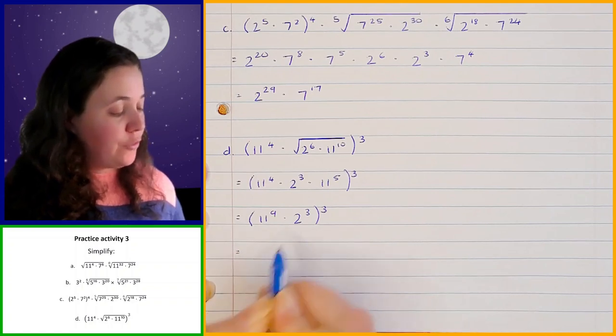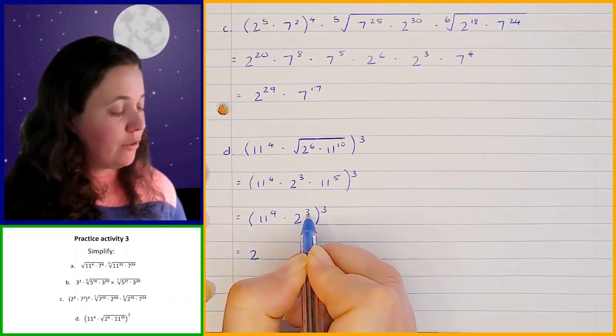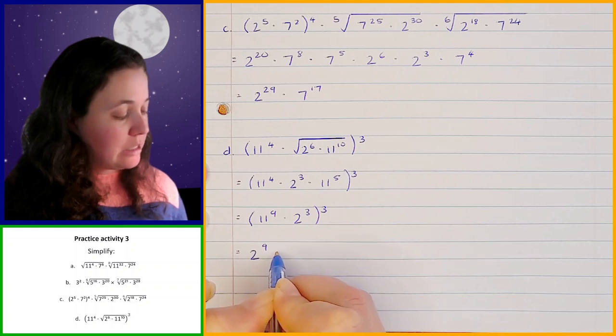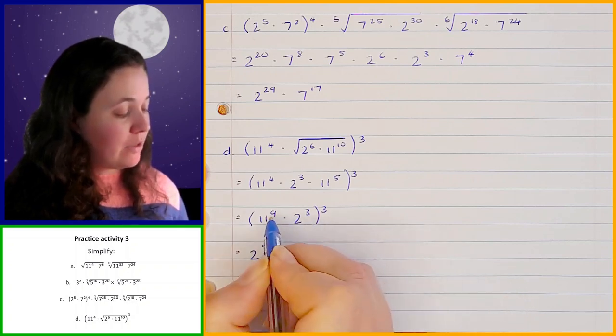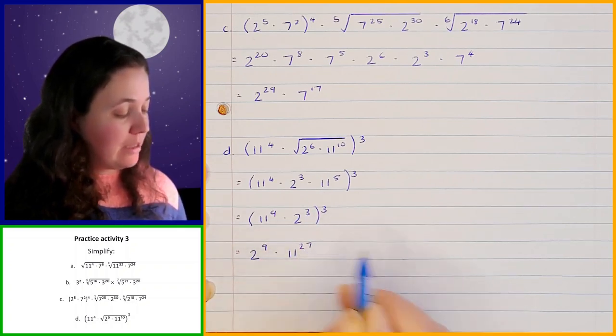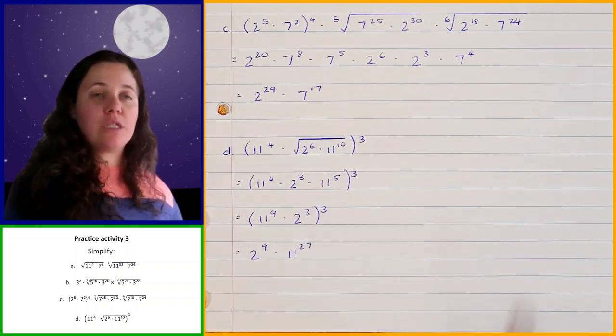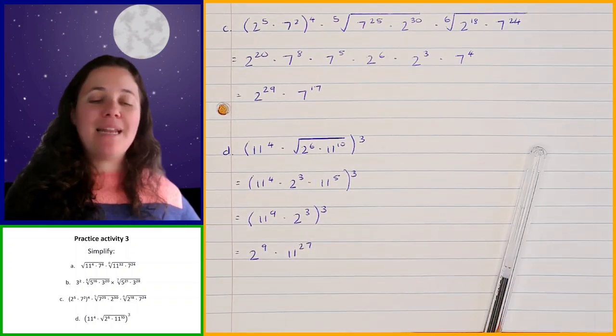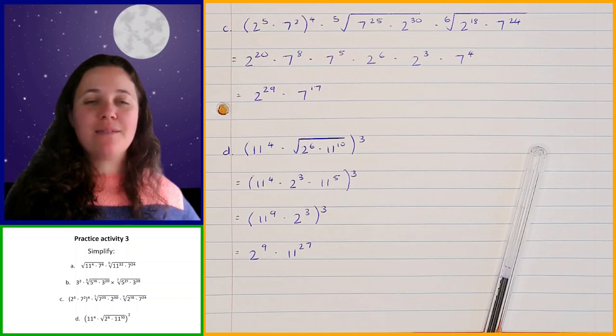I'm going to put my 2 first, so I've got 2 to the power of 3 times 3 is 9, times 11 to the power of 9 times 3 is 27. So that's what I get for the last question. Okay, and that is how we work with roots and exponents.